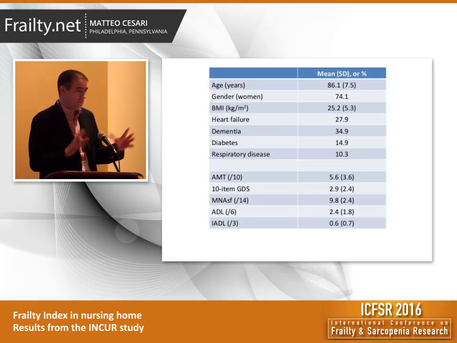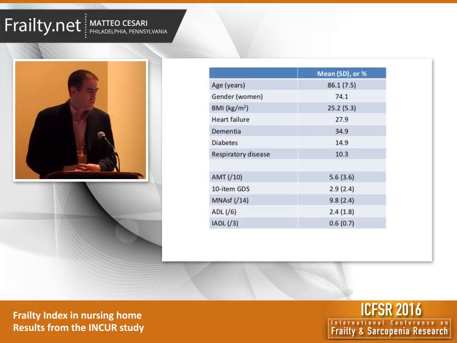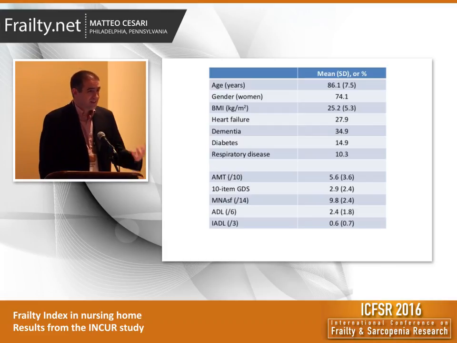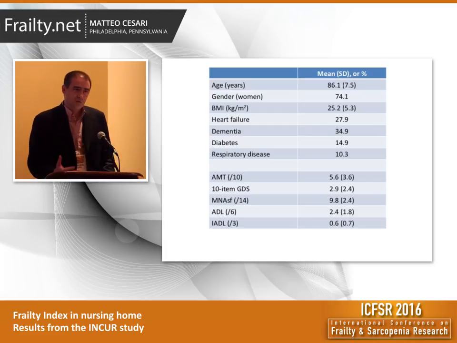This is the overall description of the population. It's a very old population, 86 years of age, predominantly women. And as you can see, there is a high prevalence of dementia, high prevalence of diabetes. The cognitive function is very low, and they are disabled. 2 ADLs and mainly no IADL are preserved in this population.